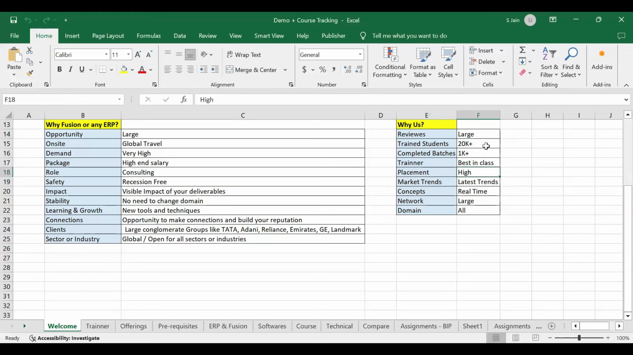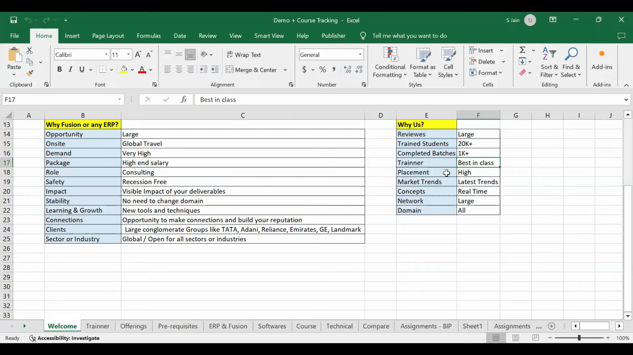We have trained approximately 20,000 plus consultants and completed more than 1,000 batches. All the trainers at our institute are premium trainers. They are not just trainers, they are real-time consultants working with the biggest MNCs, providing their consulting expertise to the biggest clients demanding consulting in the ERP domain.